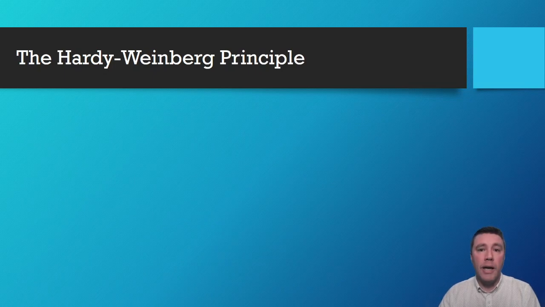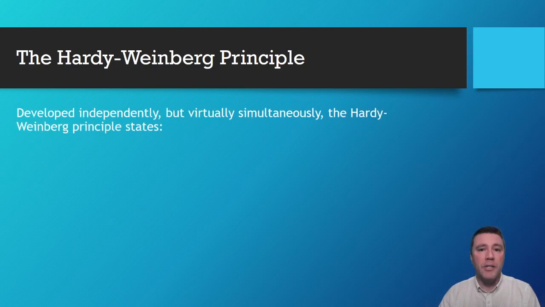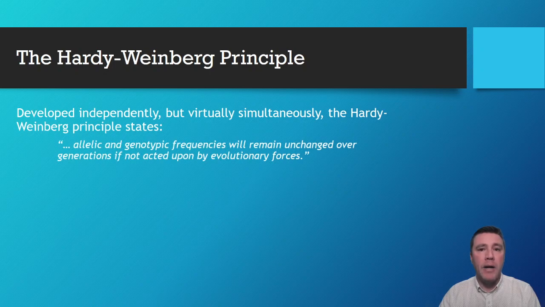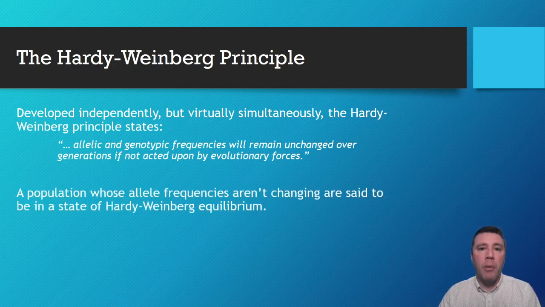The Hardy-Weinberg principle and equation is named after G.H. Hardy, a mathematician, and Wilhelm Weinberg, an obstetrician, who both independently mathematically illustrated it. Interestingly, Hardy's work focused on debunking the idea that a dominant allele would naturally tend to increase in frequency. At its essence, the principle states, allelic and genotypic frequencies will remain unchanged over generations if not acted upon by evolutionary forces. If a population's allele frequencies aren't changing, it is said to be in a state of Hardy-Weinberg equilibrium. Consequently, the genotypic and therefore phenotypic frequencies in a population will also remain unchanged.